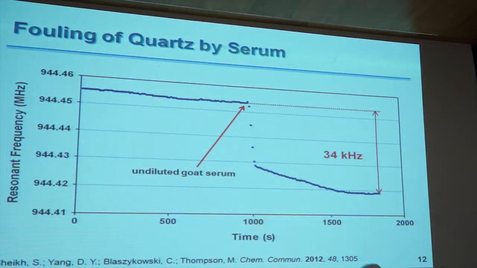Now, if we carry out that experiment with biological fluids such as serum, which contains, of course, a whole range of different molecules, and this is the sensor frequency that we're actually measuring, and this is time. As you flow serum over the surface of this device, you end up getting a very large signal of some 34,000 hertz, 34 kilohertz. And that signal is caused by molecules from serum attaching to the surface. In this case, it's actually quartz, a quartz device.